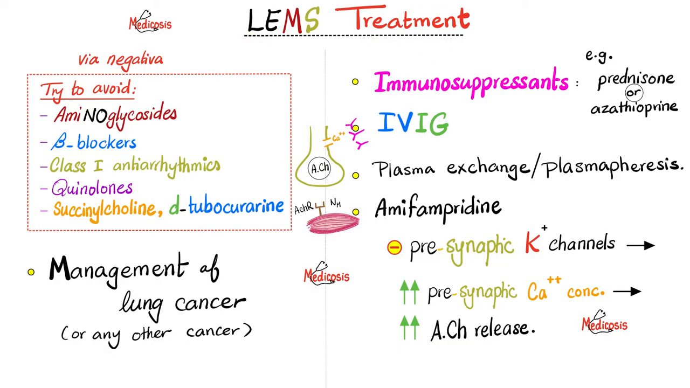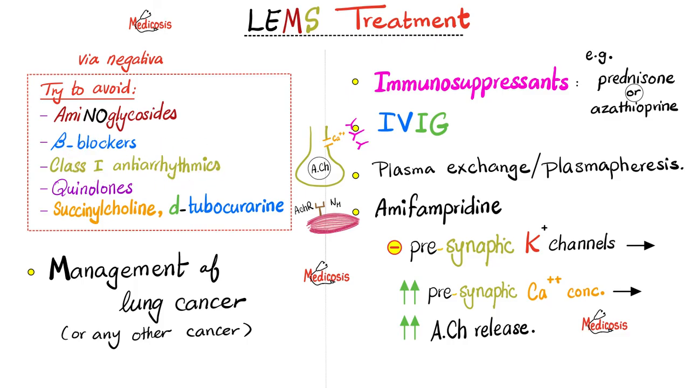Treatment of Lambert Eaton Myasthenic Syndrome, via negativa before via positiva. What should I avoid? Try to avoid aminoglycoside antibiotics such as gentamicin, neomycin, amikacin, tobramycin, streptomycin. Avoid beta blockers. Avoid class 1 antiarrhythmics.